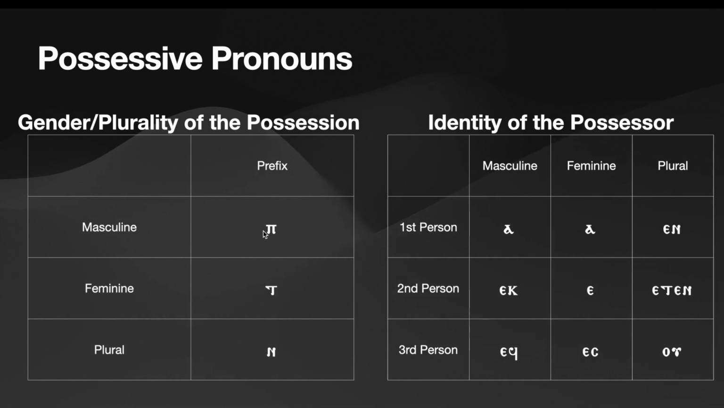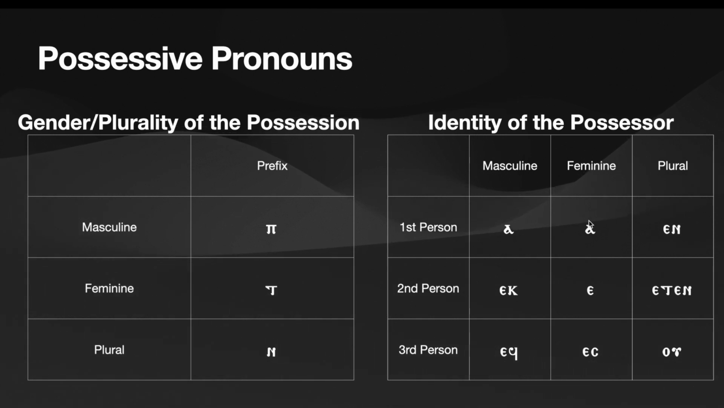So if the possession is masculine, it starts with P. If it's feminine, it starts with tav. If it's plural, it starts with ne. Super simple. It's like the articles that we covered: masculine's P, feminine's tav, plural's ne. Pretty easy so far.